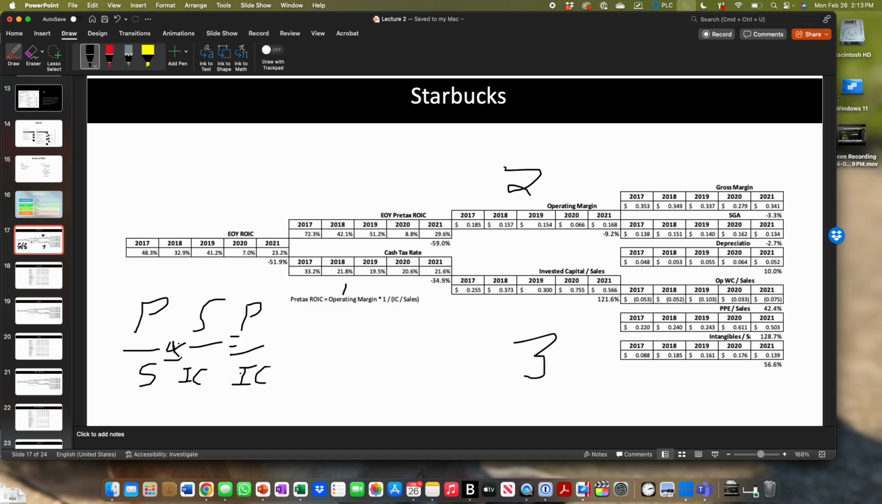Right? Now don't get me wrong, if you lose money, it doesn't matter what your productivity is. You'll never generate a positive return. So it's assuming you make money, but obviously equal weight.